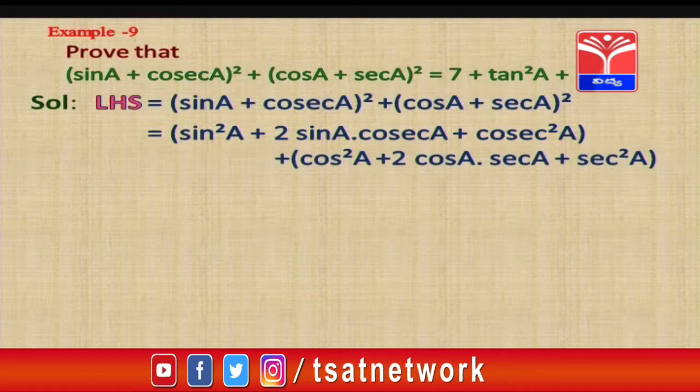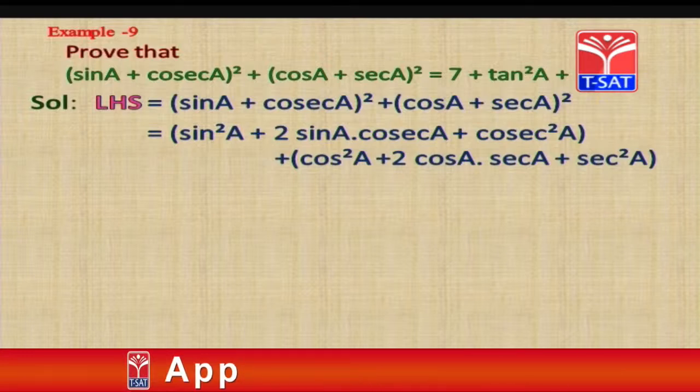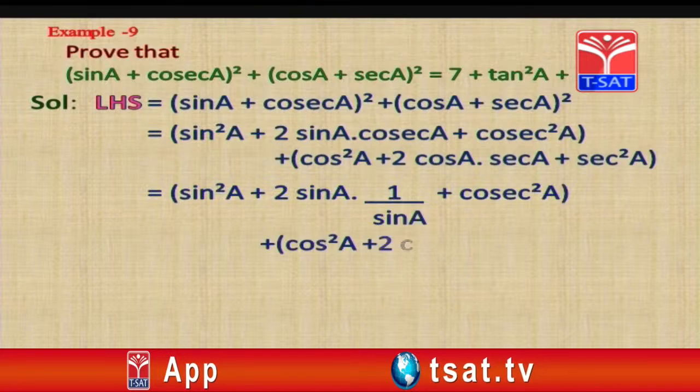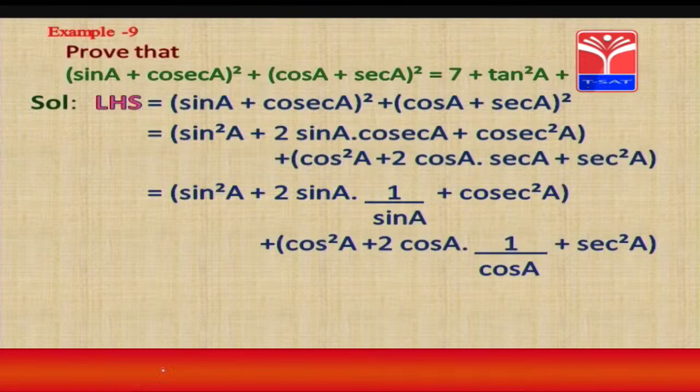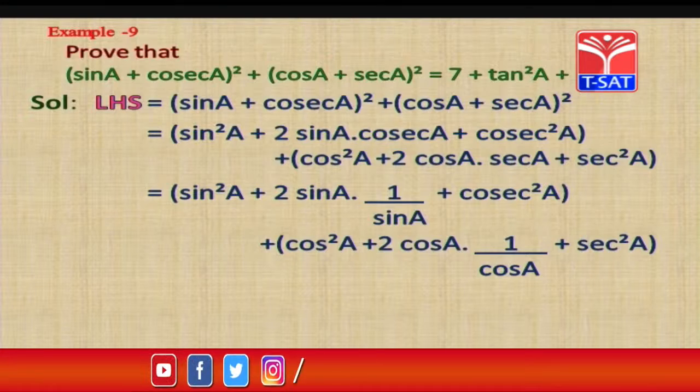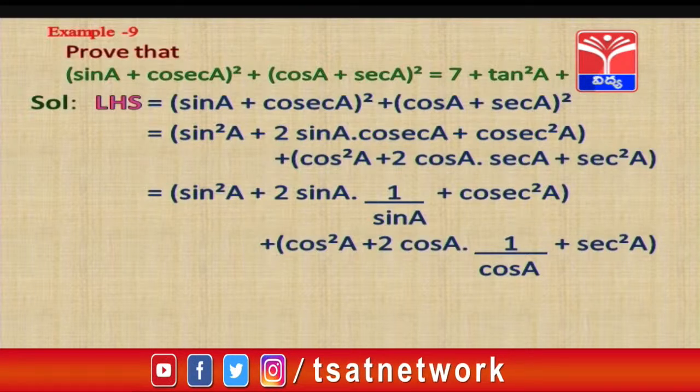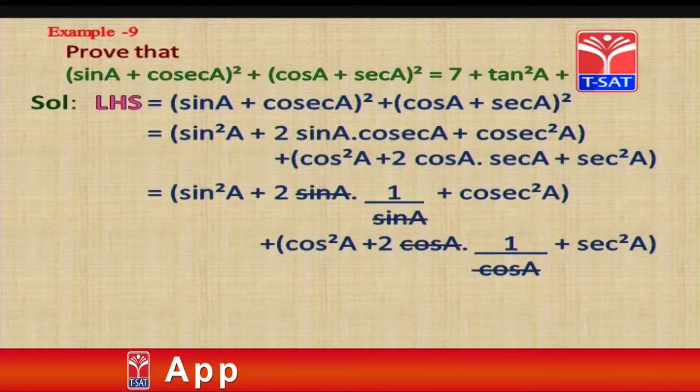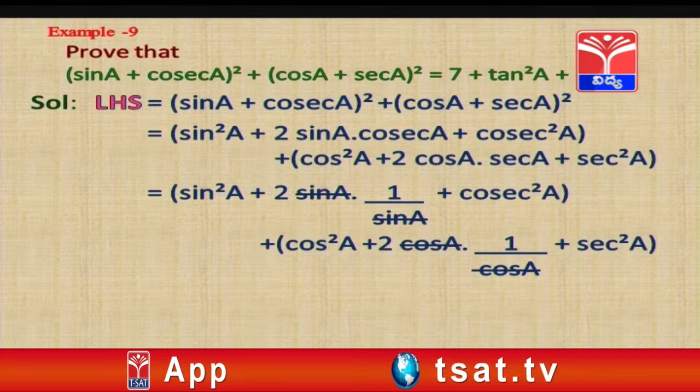So, that means sin a into cosec a, similarly cos a into sec a will become 1. So, please see what happens. sin square a plus 2 into sin a into 1 by sin a plus cosec square a, that is the first part. In the second part, cos square a plus 2 cos a into 1 by cos a plus sec square a. So, I will be able to cancel them. So, 1 into 2 is 2.